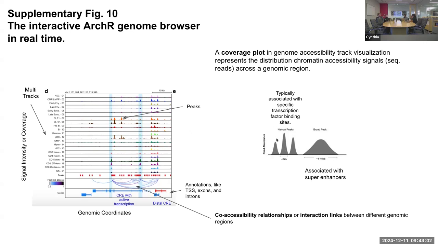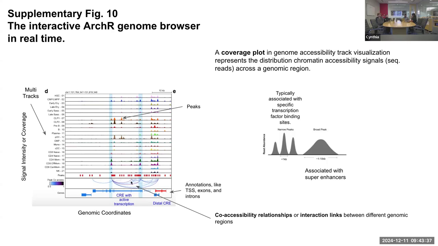We have narrow peaks, but we can also have more broad peaks. In general, narrow peaks typically associate with a specific transcription factor. But when there are broad peaks, we have association with a lot of these regions, so they are called super enhancer regions. And these arcs that we can see here are related to the co-accessibility relation between these peaks.